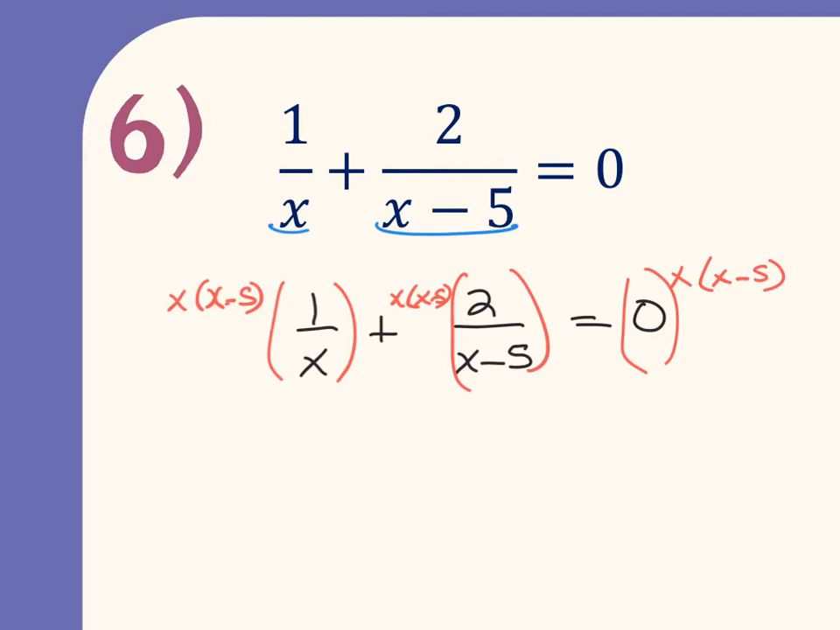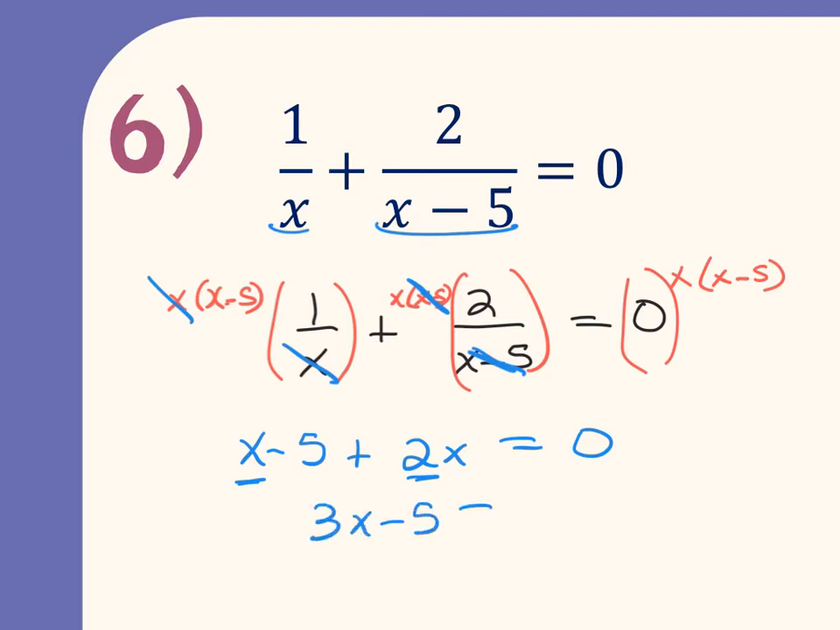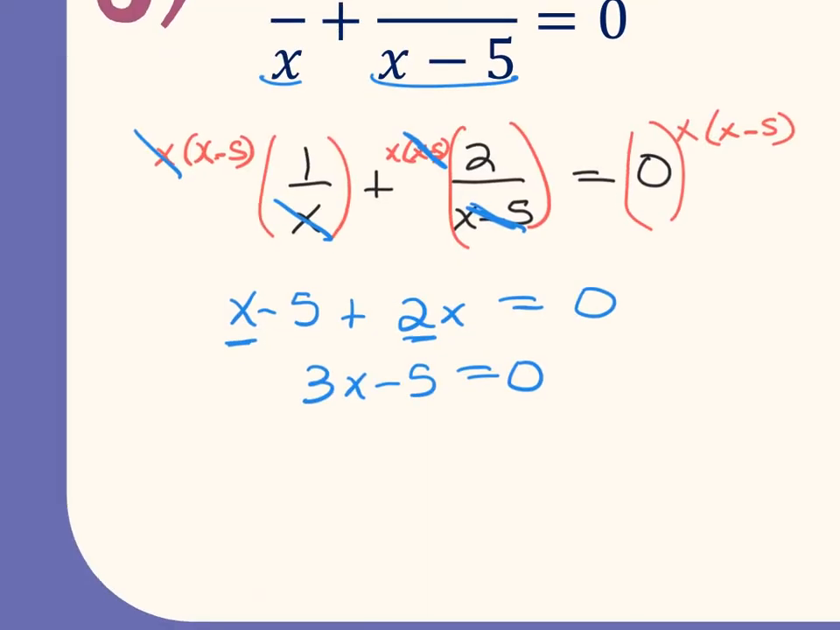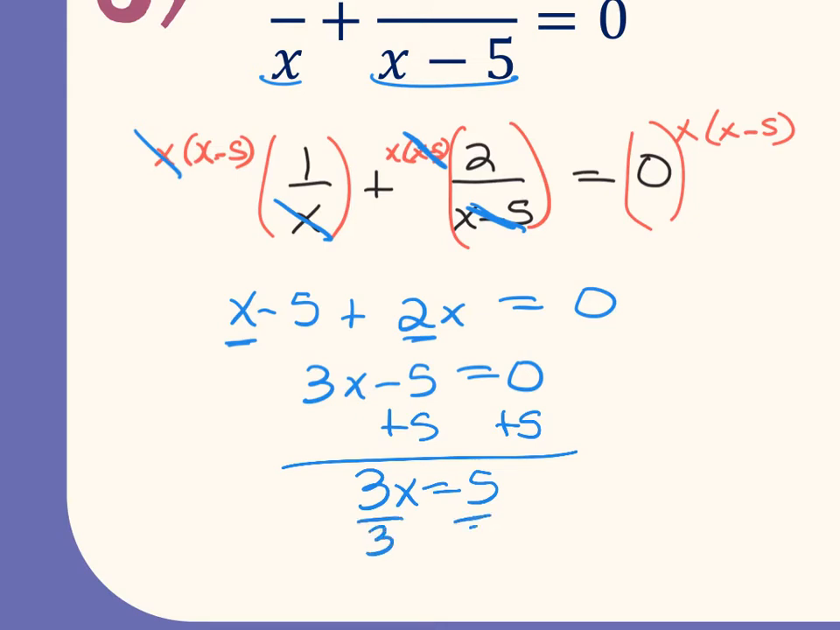So now, again, I look for things to simplify. The x's cancel. So then I'm just left with x minus 5 times 1. The second fraction, the x minus 5's cancel. So then I'm just left with 2 times x. And then the end, 0 times anything is 0. And now I solve. I combine my like terms. I'm going to move the 5. And 3x equals 5. Divide by 3.